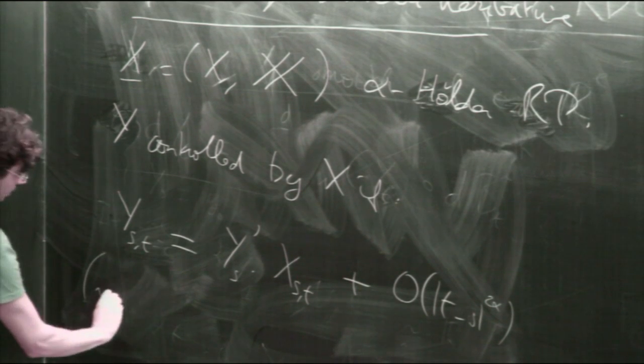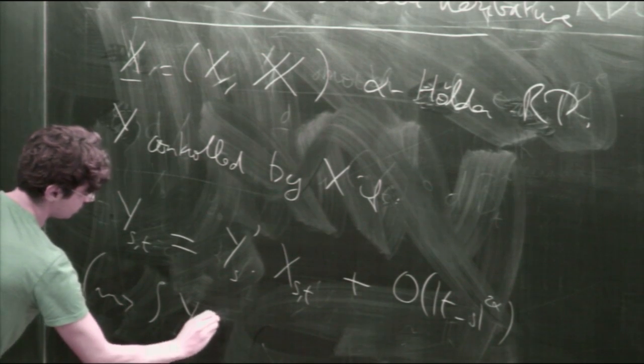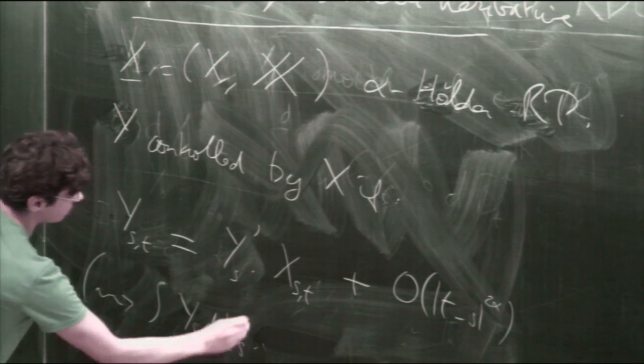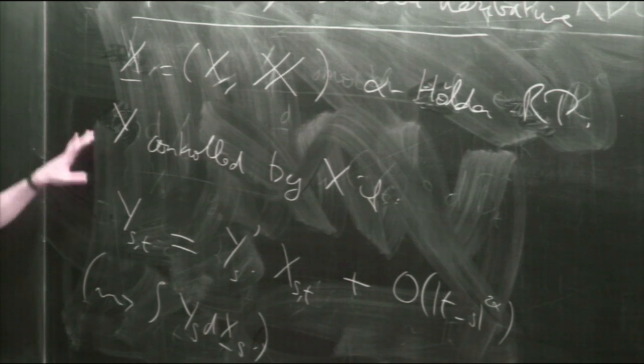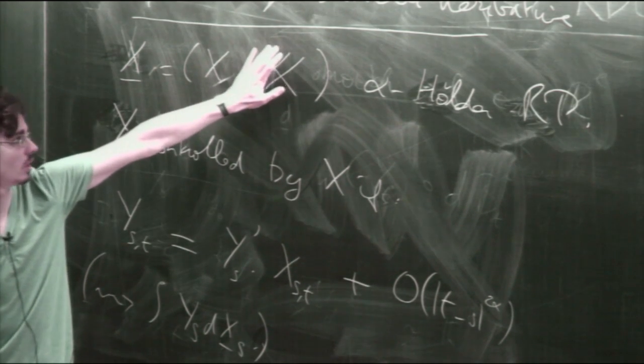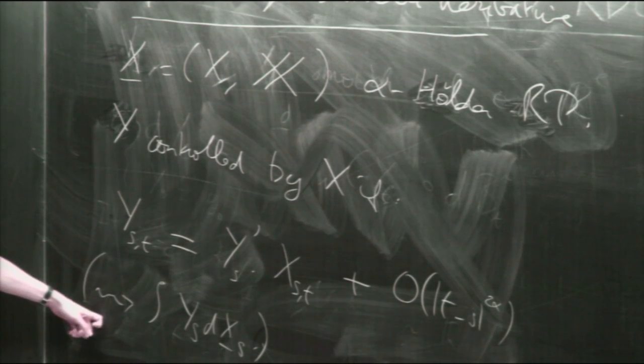Okay, so this is the definition of a controlled path, and this is in fact the right assumption to write something like the integral of Y_s dX_s. In fact, here I took a rough path, but it does not really matter in this definition. You don't see the second level appear at all in the definition of the controlled path, but it appears here.